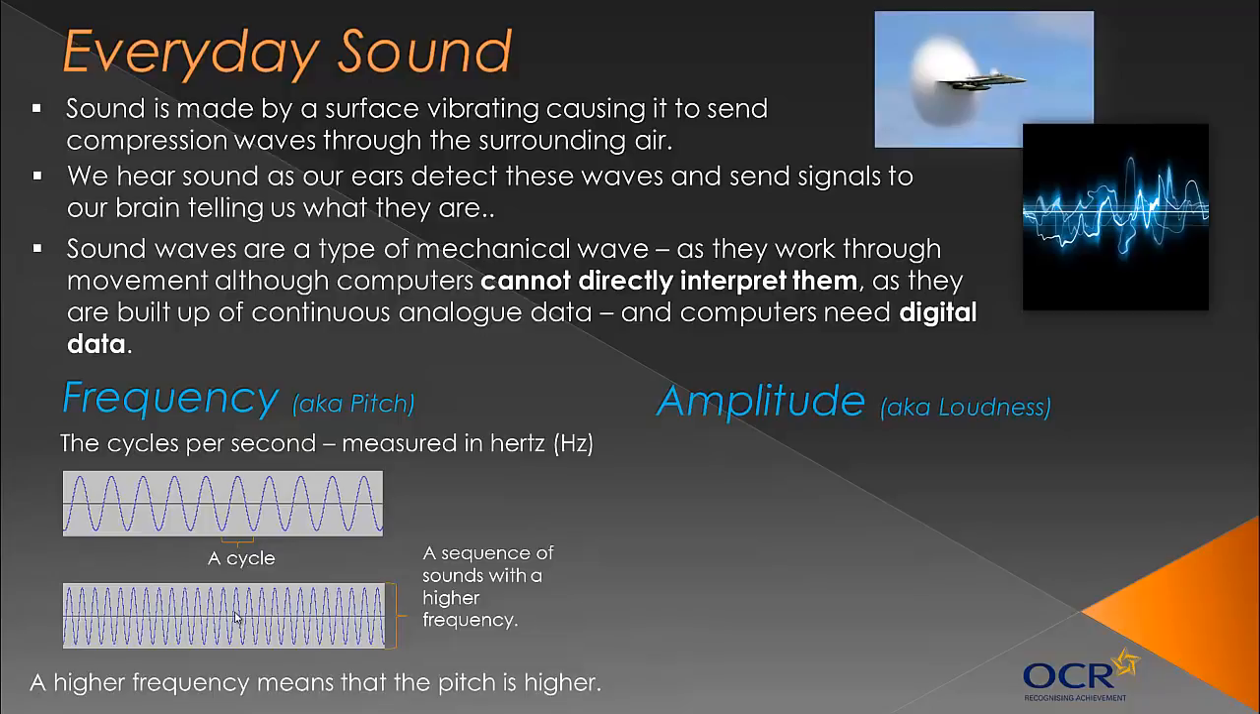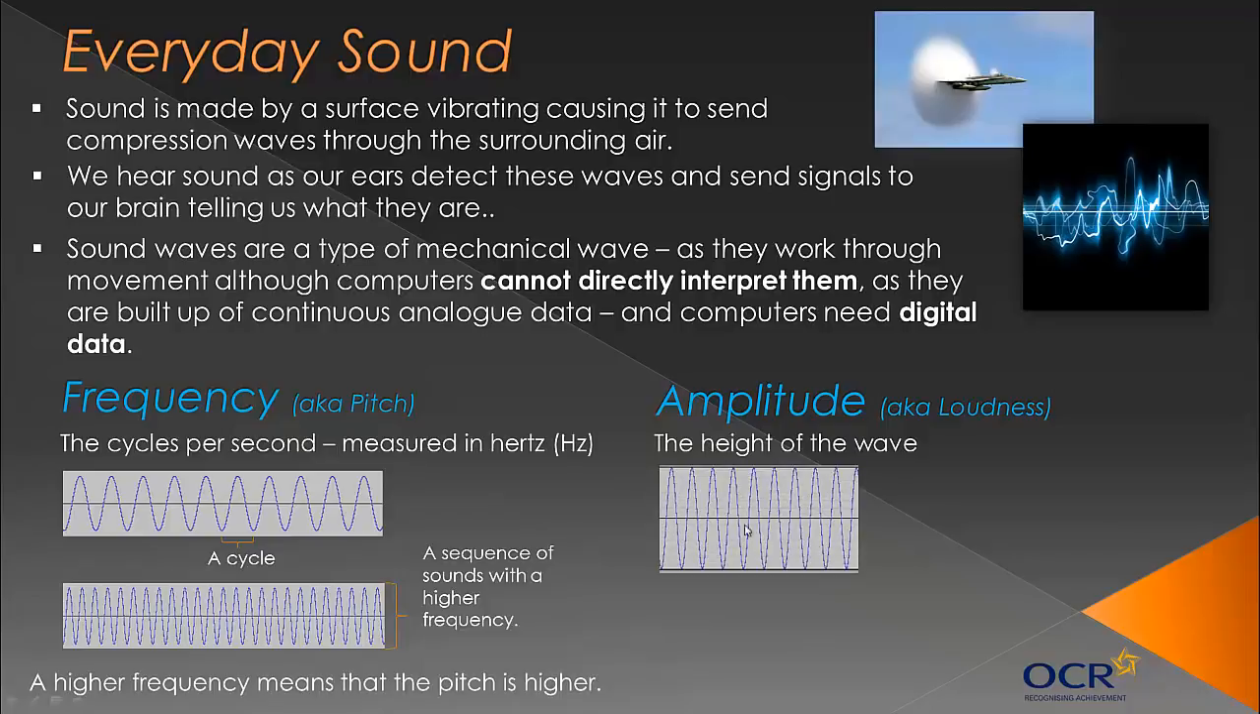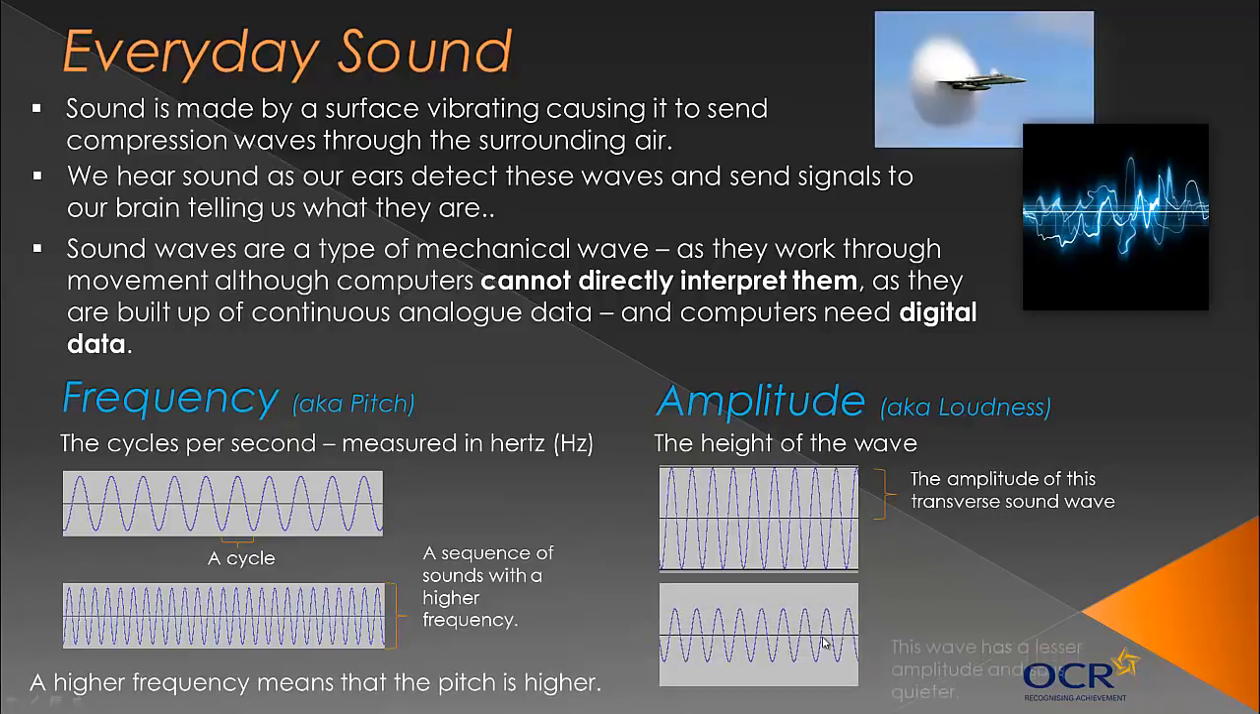Another factor of waves you may need to know about is amplitude, and this is loudness. This is simply the height of a wave. If you have another sine wave, the amplitude is simply from the middle upwards or downwards. Here, for example, this has got a much smaller amplitude. As you can see, this wave has got a smaller peak, a smaller trough, and therefore it's going to be quieter because it's got a lesser amplitude.